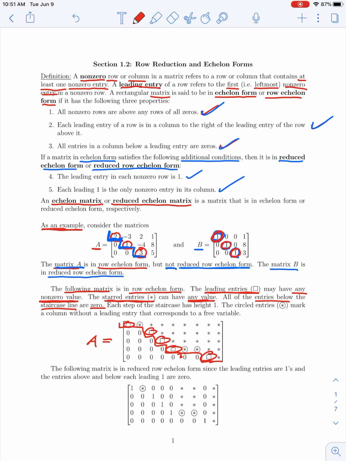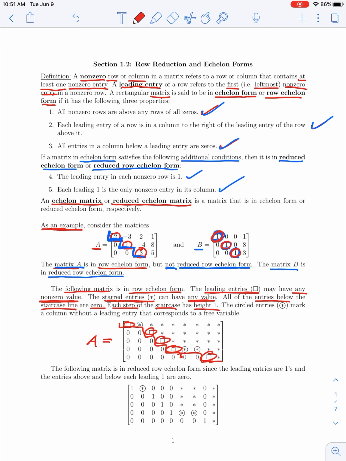So a little more general, we could define an echelon matrix in this way. One way to identify an echelon matrix is by making sure that each step of our staircase only has height 1, so that we don't have any zero rows appearing before non-zero rows, and then make sure that we have zeros below that staircase line.